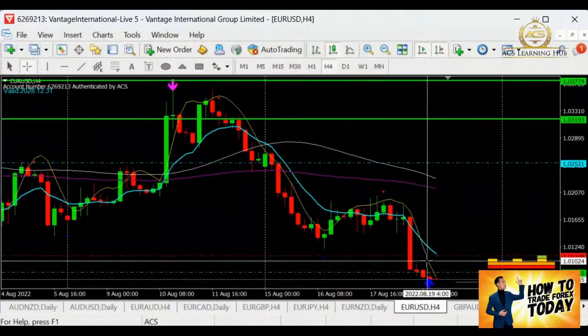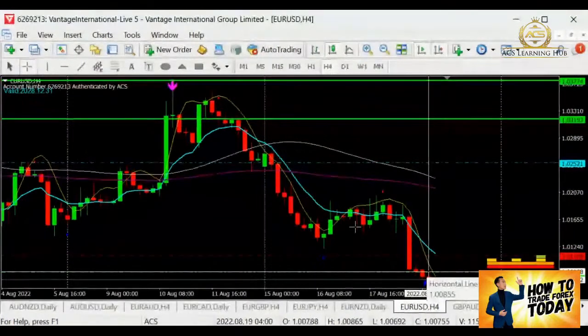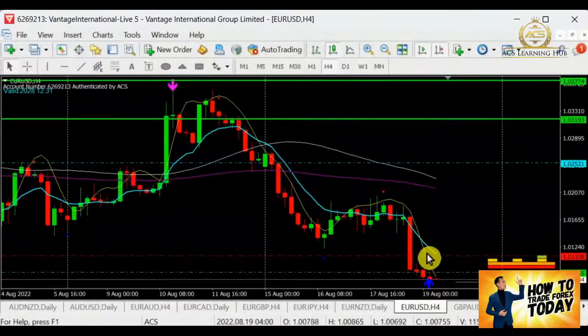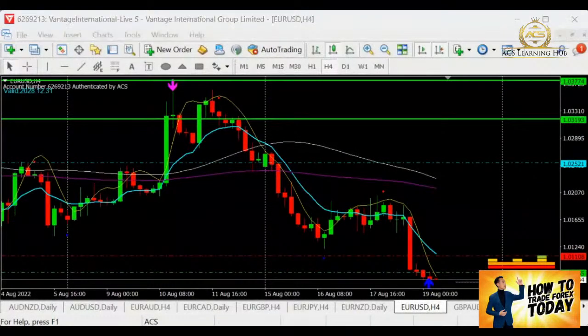It will be good for us to wait for it to break the support here. Then once it's breaking, we wait for it to retest. Then we will give a selling. That is quite a good one. All right, Euro dollar over here, I'm going to put this into my watch list.